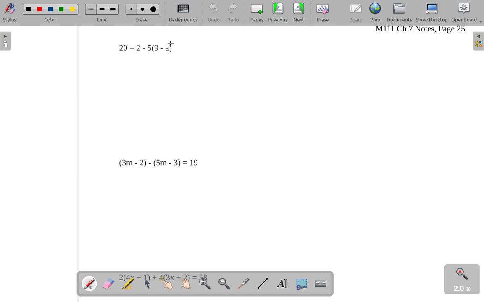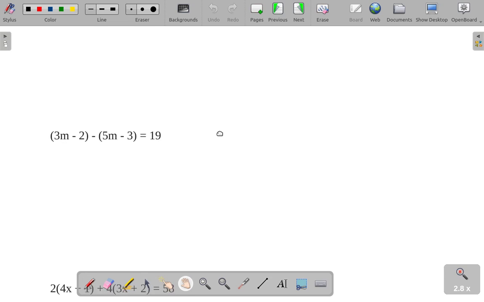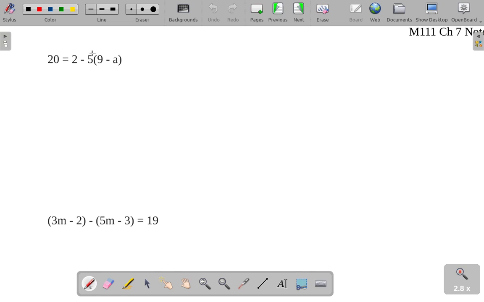In this example, I would want to start off by changing the subtraction to addition. Let me pull it back up there. There we go. Looks like I'll change that to addition and change that to addition. So it looks like I need to distribute a negative 5 through these parentheses. So I get 20 equals 2 plus negative 5 times 9 is negative 45. Negative 5 times the opposite of a is plus 5a.